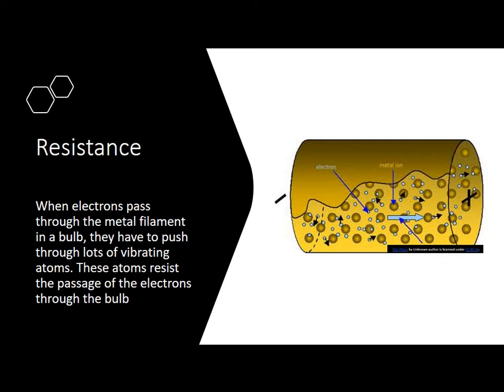So when electrons pass through, for example, a metal filament in a bulb, they have to push through lots of vibrating atoms. We know that metals have lots of vibrating atoms, closely packed together, vibrating around, okay? And then we have lots of little electrons nearby. Those electrons are trying to pass through the metal filament in the bulb. But because the atoms are vibrating, they resist the passage of the electrons through the bulb. So therefore, they prevent the movement of those electrons. They prevent the movement of current.